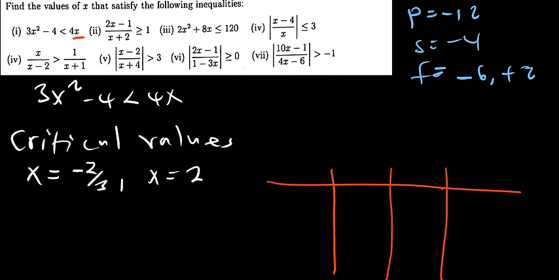So this table, you are going to put your critical values. You start with the one which is negative 2 over 3 because it is less than 2. Then I'll put 2 here. Here I'm going to put a number which is greater than 2, which I'm going to say 3. Here I'll put 0, a number which is in between negative and positive. Here I'm going to put negative just 1. Yeah, negative 1 is okay.